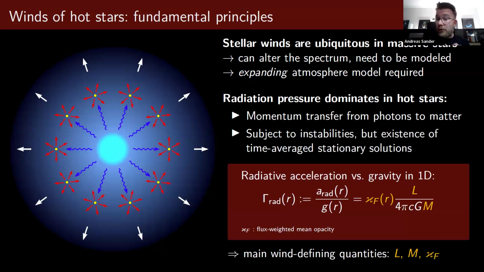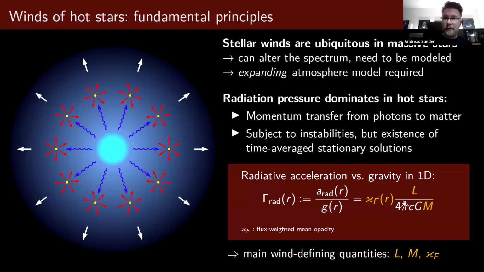Now, people realized early on in the field that this is subject to instabilities, but there is the existence of time-averaged stationary solutions. And if you write that down, for example, here, the radiative acceleration versus gravity in 1D, you get this balance of quantities with fundamental quantities L and M, and that kind of makes sense, right? You have more luminosity, so you can drive a stronger wind, or you have a star of a higher mass, which means the gravity that tries to pull the matter back is getting stronger.